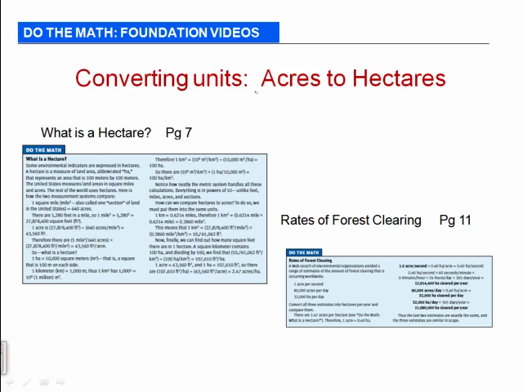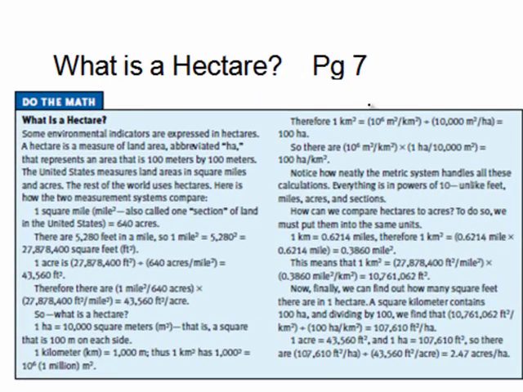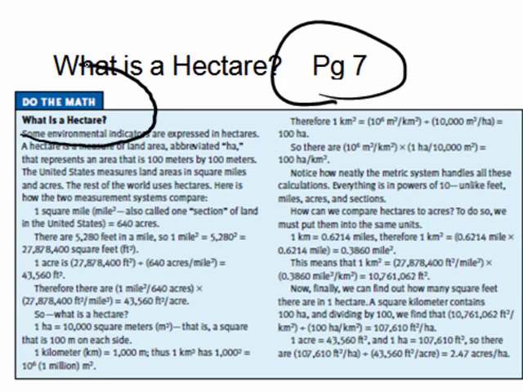One important skill that you will use repeatedly in environmental science and other science classes is converting numbers from one unit of measure to another. On page 7 of the text, you'll see this box that says do the math, and it explains what a hectare is, and how to convert from a hectare to various other units that are more useful, square miles and other units of that nature.